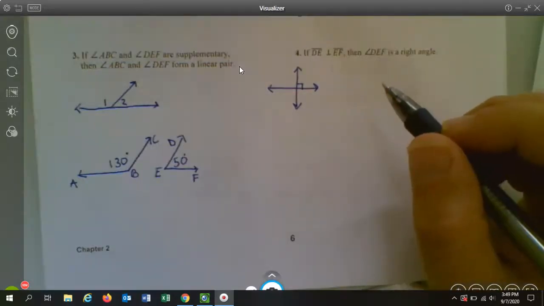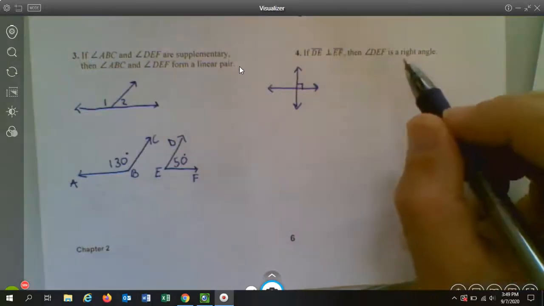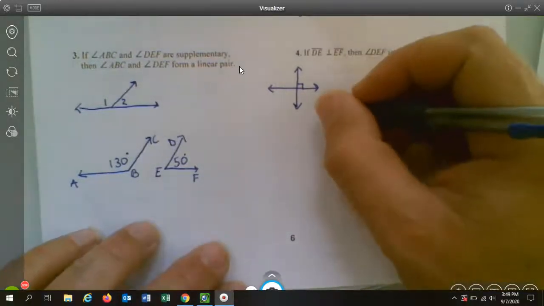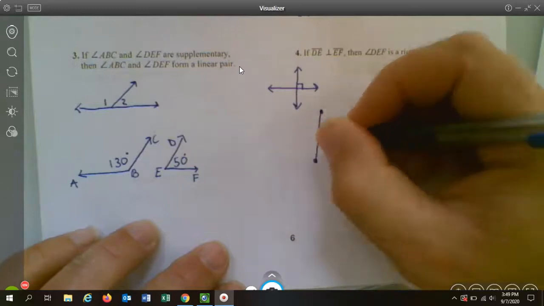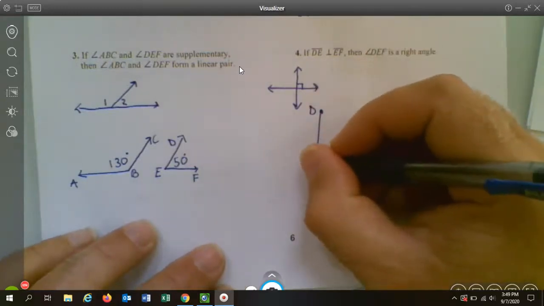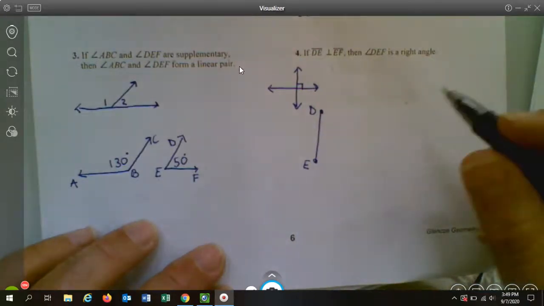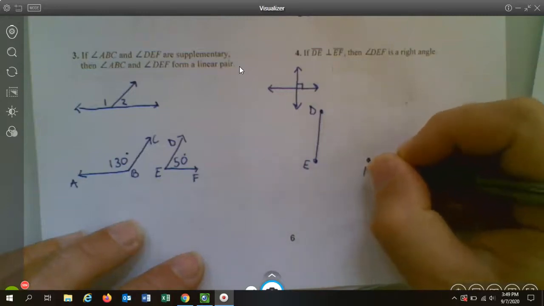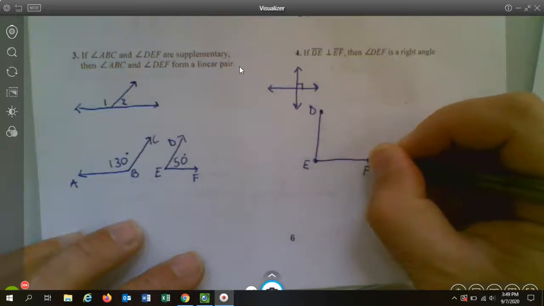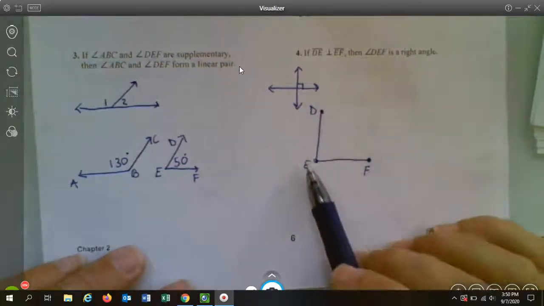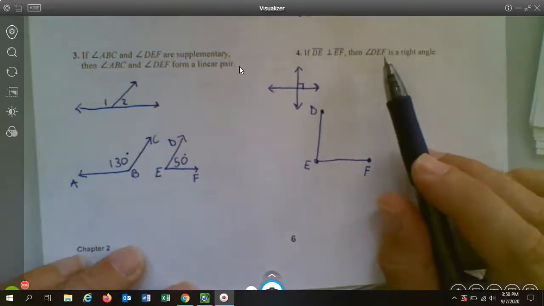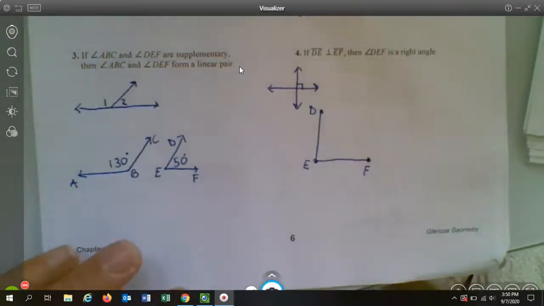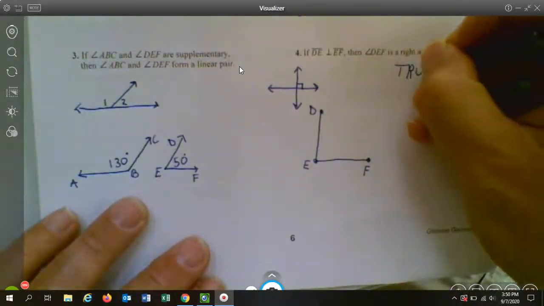Can you think of a different way to draw that to where this would still be true, but then this would be false? So let's take a look. So DE and EF. So certainly if I drew it this way, here is DE, EF, so from E to F, so here is EF. So if these two segments are perpendicular to each other, then does the angle DEF, this one right here, have to be a right angle? This is one that is true. Right? There's no other way about it.